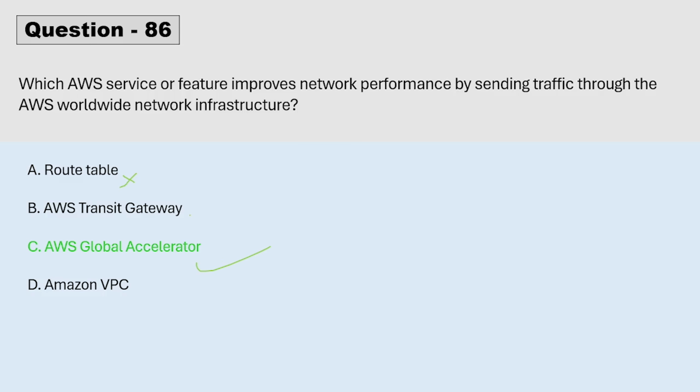Option B, AWS Transit Gateway, is also not correct because it simplifies the network connectivity across multiple VPCs, on-premises data centers and remote offices. So this is also not correct. Amazon VPC, this is Virtual Private Cloud. It lets you provision a logically isolated section of the AWS cloud where you can launch your resources. While VPC is fundamental for networking in AWS, it does not improve network performance through the global infrastructure. So this is also not correct. So option C is the only correct option.